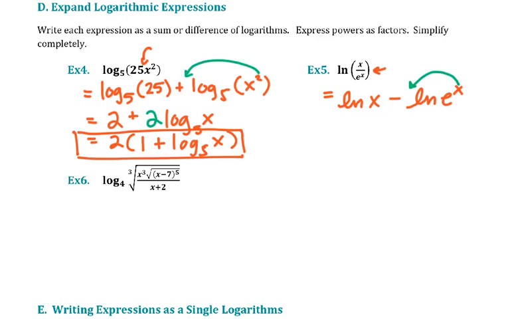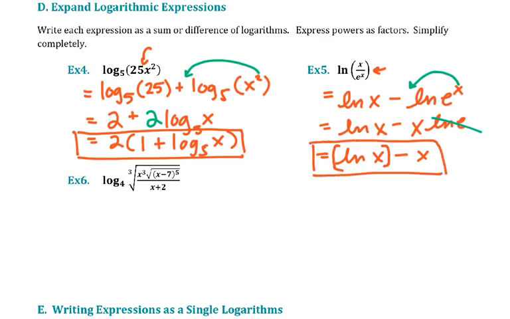And that x can come in front. So this is the natural log of x minus x times the natural log of e. And the natural log of e is equal to 1 because the base and the argument are the same. So here we end up with the natural log of x minus x. And just to be clear, that natural log of x is one term. The minus x is separate. So natural log is an argument on the first x. We would calculate that and then subtract whatever value we had for x.